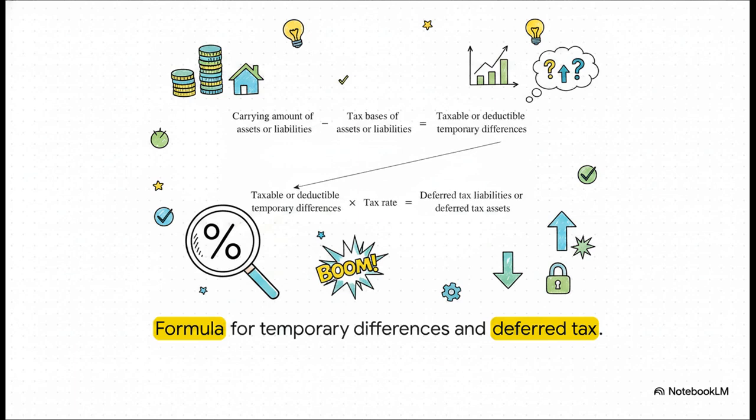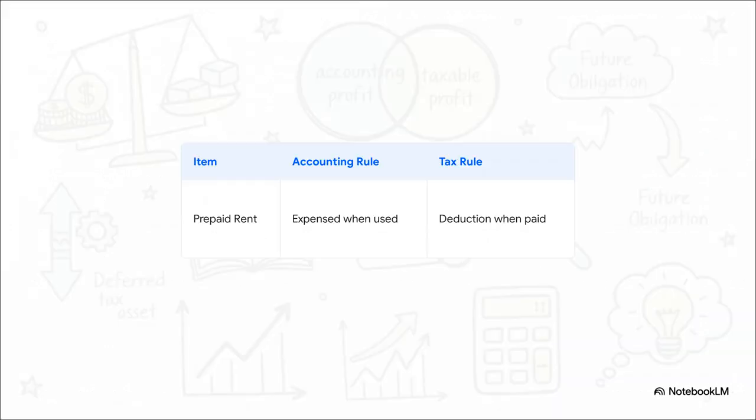Let's walk through some practical examples together. Let's look at prepaid rent. In accounting, it's initially recorded as an asset because, well, you haven't actually used the office space yet. But for tax purposes, it's usually a deduction immediately when you hand over the cash. That means your accounting carrying amount is higher than your tax base, which is zero. This creates a taxable temporary difference. You essentially saved on tax today, but you are definitely going to have to pay it later when the accounting expense finally catches up. And that results in a deferred tax liability.